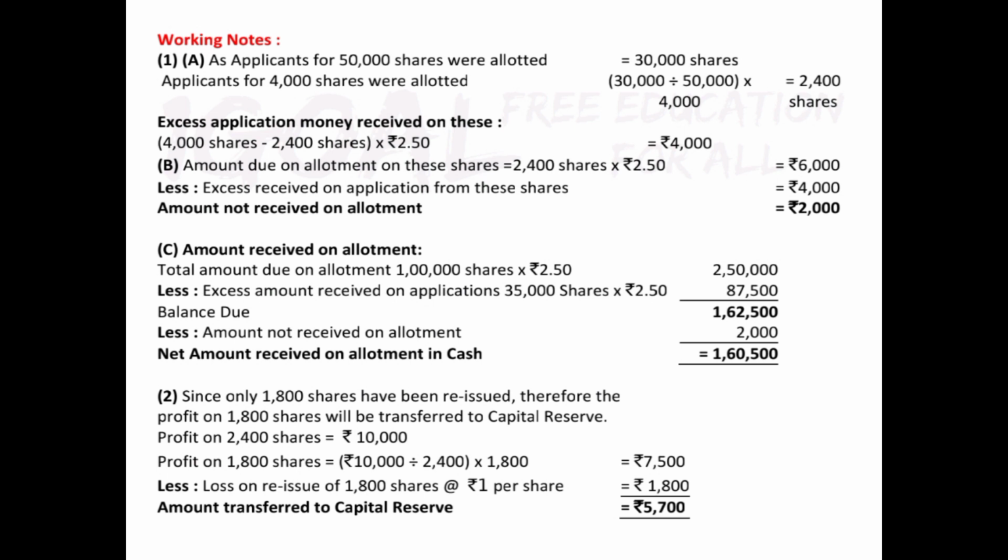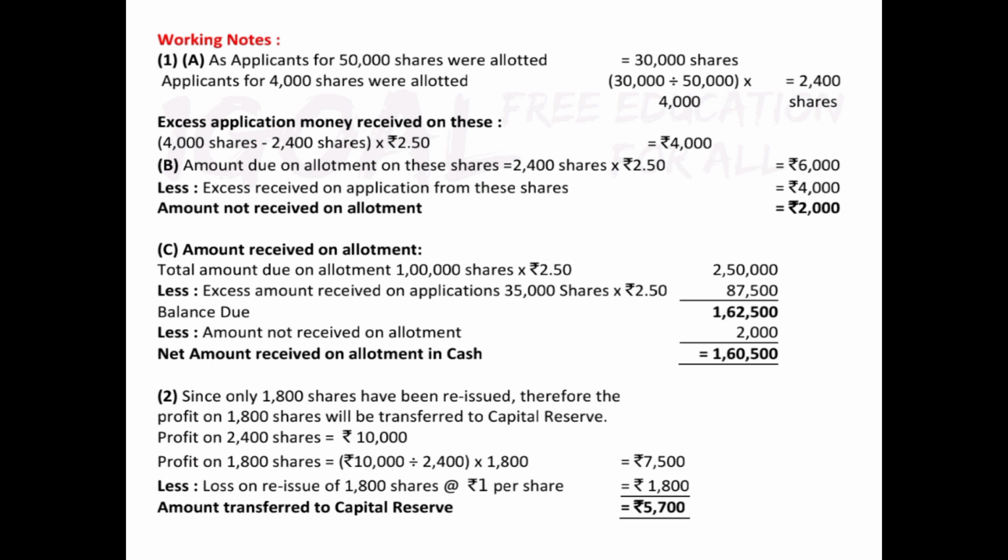Therefore, amount received on allotment will be total amount due on allotment, 1 lakh shares into 2.5, that is 2,50,000. Then we will deduct the excess amount of allotment which was received and adjusted at the time of application only, that is 2.5 rupees on 35,000 shares, that is 87,500. Then that means balance due which should be received on allotment is 1,62,500. Out of this, 2,000 is actually the arrear amount after adjusting the surplus money also, as we have calculated in note number B. So 2,000 could not be received.